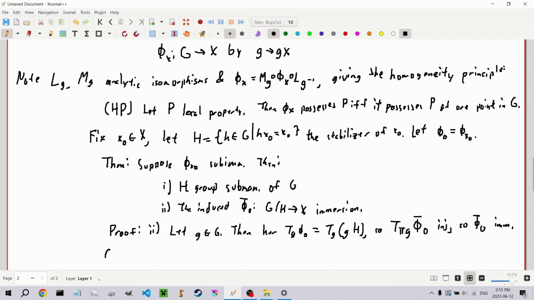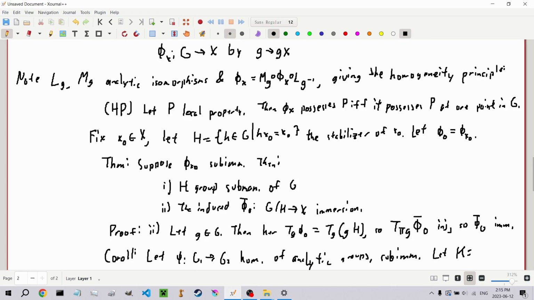And then there's a corollary. We're going to let phi from G1 to G2 be a homomorphism of analytic groups, which is a subimmersion. We're going to let K be its kernel.